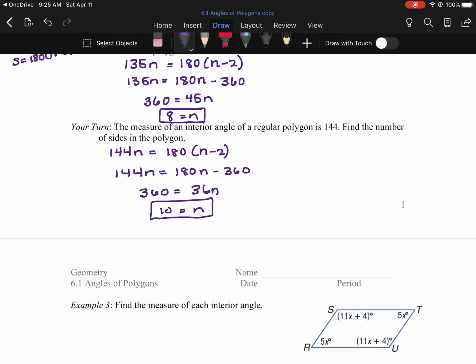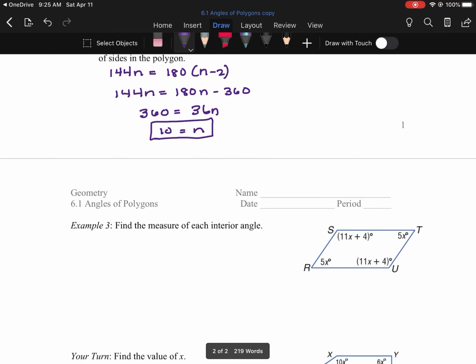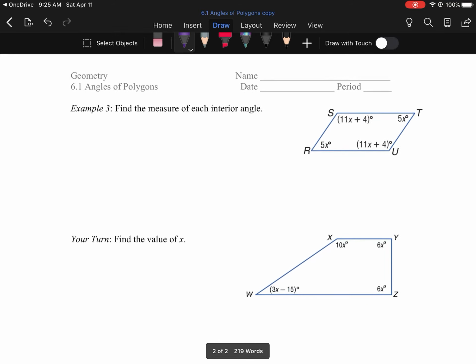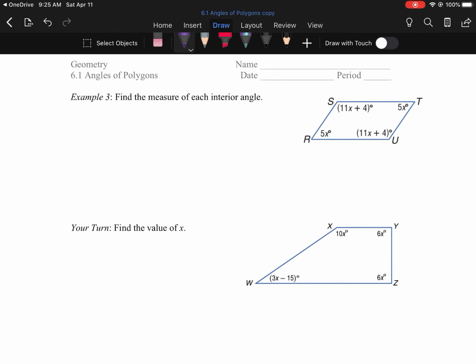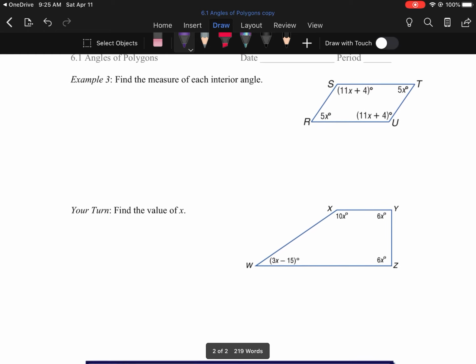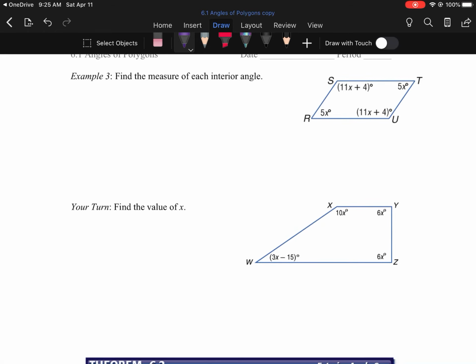All right, so for this your turn, you should have gotten n is equal to 10, so it would be a 10-sided figure. I also encourage you to look back towards, I think it was the very first chapter. We went over polygons if you forget what they are. We also went over some of the names of the different shapes, but you may also look that up as well. All right, moving right along.